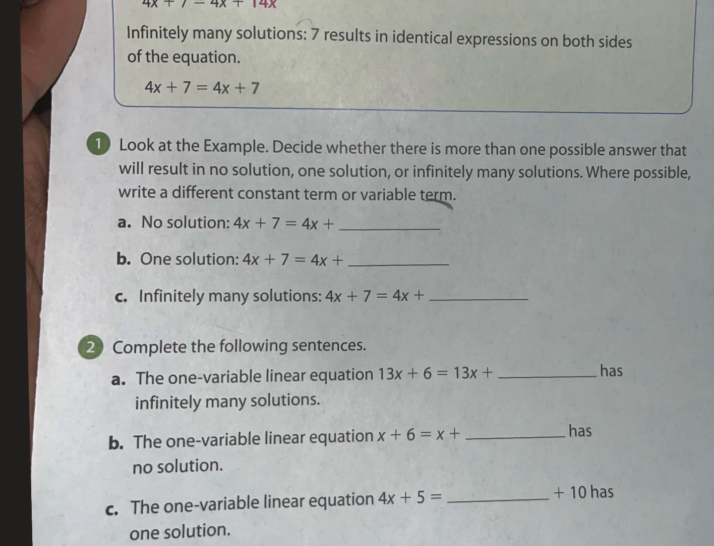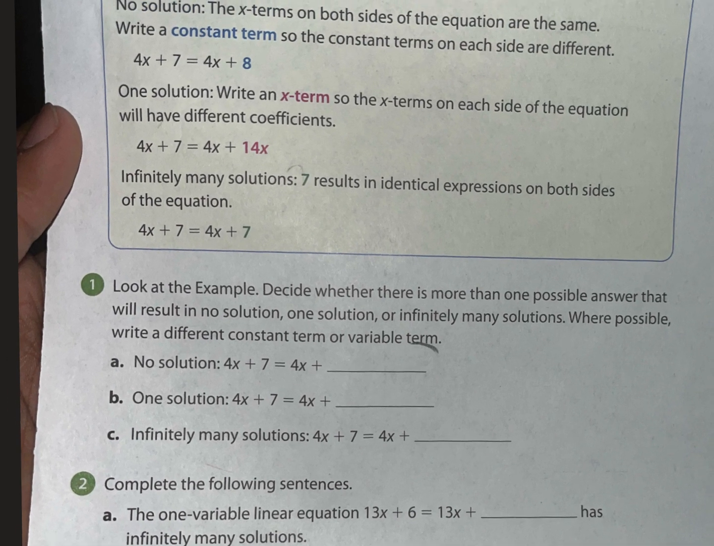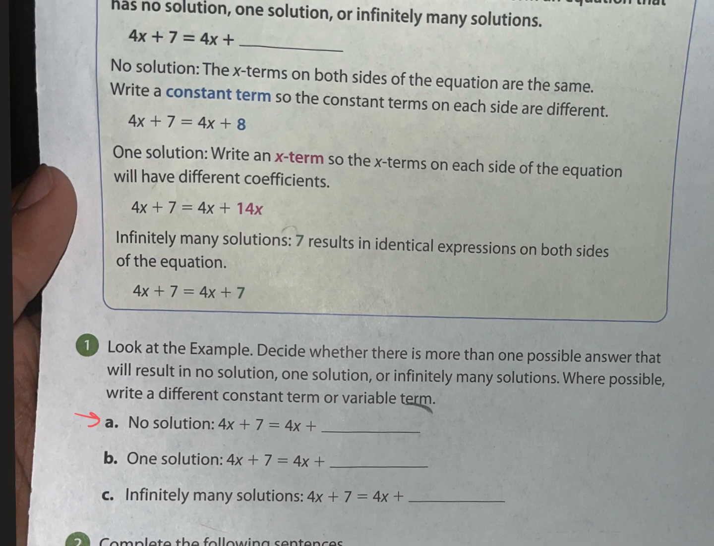In problem number 1, it says, look at the example and decide whether there is more than one possible answer that will result in no solution, one solution, or infinitely many solutions. Where possible, write a different constant term or variable term. Okay, so right here, this one says no solution. So you go up here at the top and it says no solution.